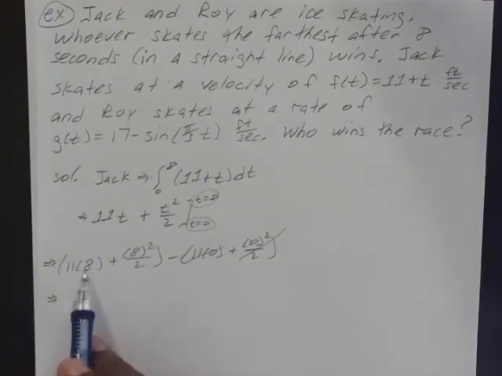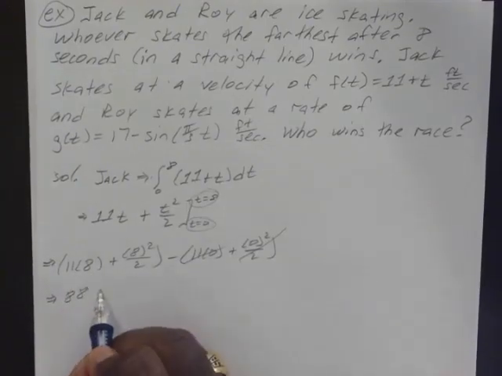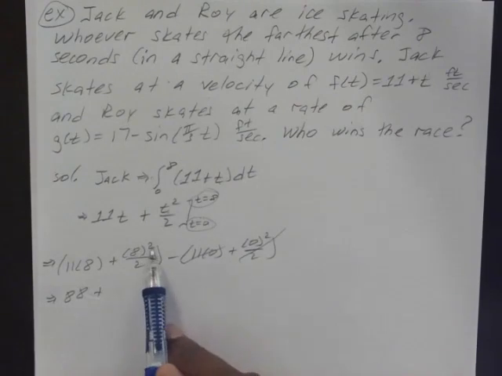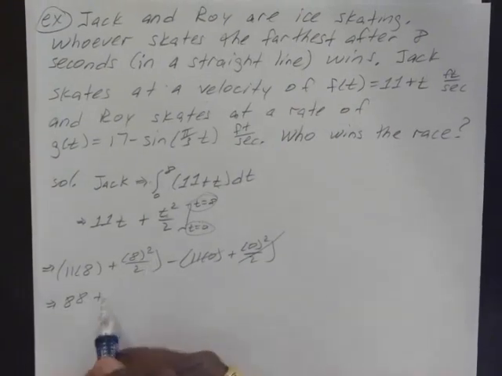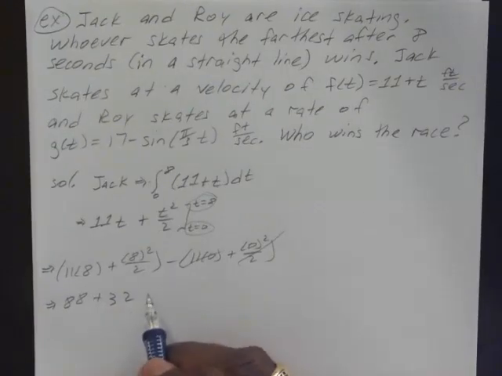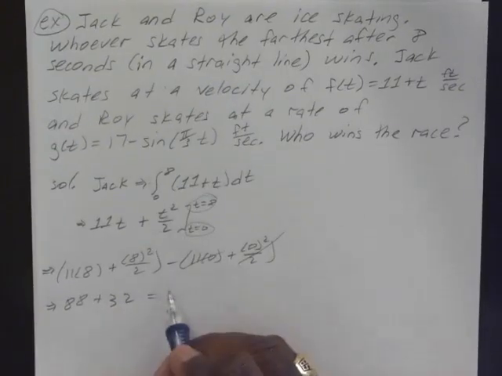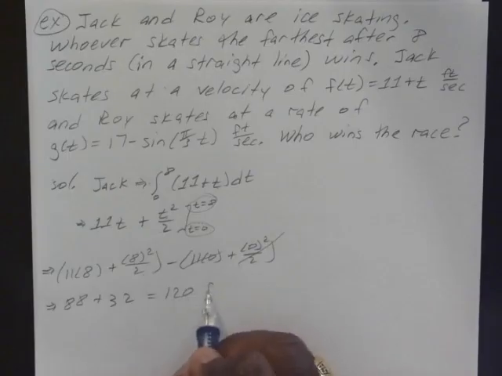Okay, so we have 11 times 8, which is 88, plus 8 squared is 64, divided by 2 is 32. So Jack had a displacement of 120 feet after 8 seconds.